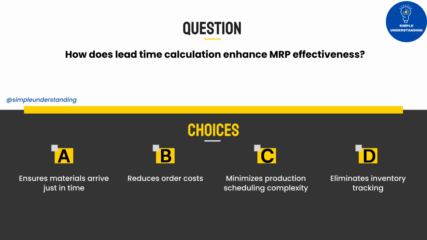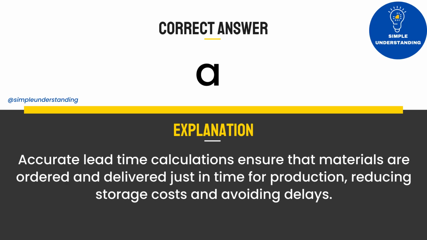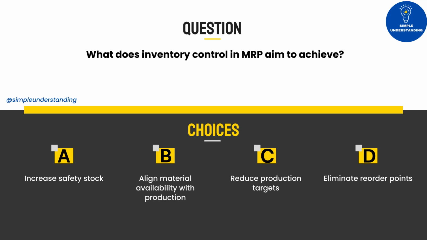4. How does lead time calculation enhance MRP effectiveness? A. Ensures materials arrive just in time. B. Reduces order costs. C. Minimizes production scheduling complexity. D. Eliminates inventory tracking. Answer: A. Explanation: accurate lead time calculations ensure that materials are ordered and delivered just in time for production, reducing storage costs and avoiding delays.